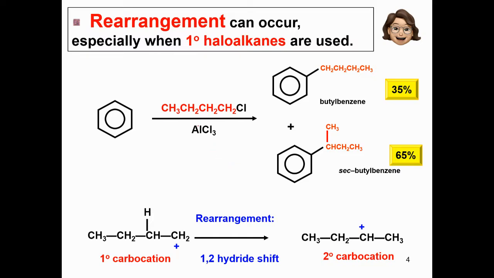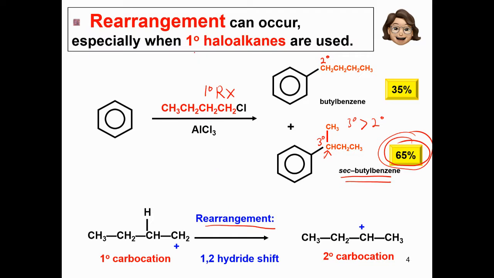Let us look at another example. This is a primary haloalkane, but the major product is different. You can see here that when it is attached to the benzene ring, the carbon has become secondary. And if it undergoes rearrangement, this carbon becomes tertiary. Therefore, tertiary is more stable than secondary, so more product is formed. It means that it will undergo rearrangement in the mechanism.